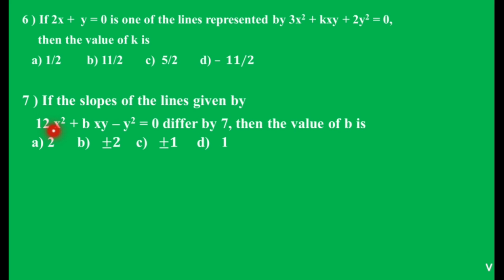Now see question number 7. If the slope of the lines given by 12x square plus bxy minus y square equals to 0 differ by 7, then the value of b is. Here slope difference is given which is 7 and combined equation of the line is given. You have to find the value of b. So option A is 2, option B is plus or minus 2, option C is plus or minus 1, option D is 1.